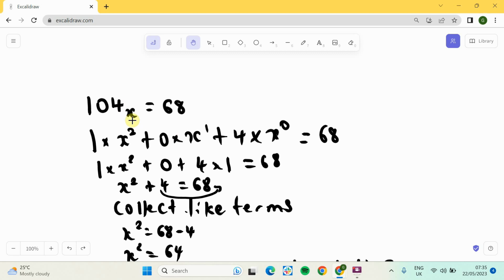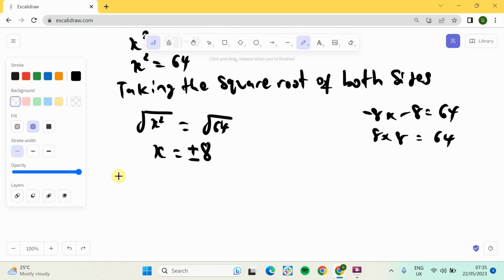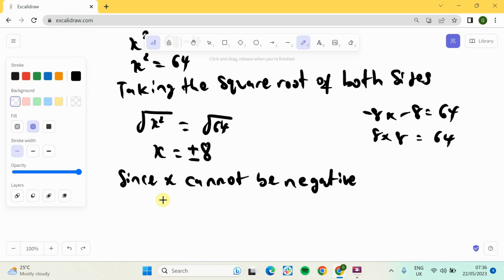No, we cannot have a negative base. Bases are always positive, right? So therefore we can now conclude and say, since x cannot be negative, therefore x is equal to it, and then you're done.